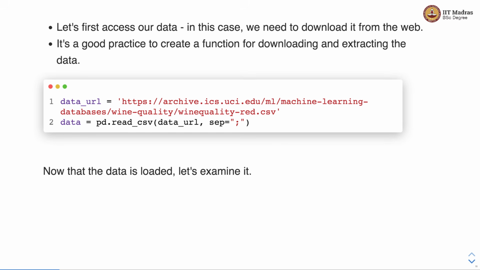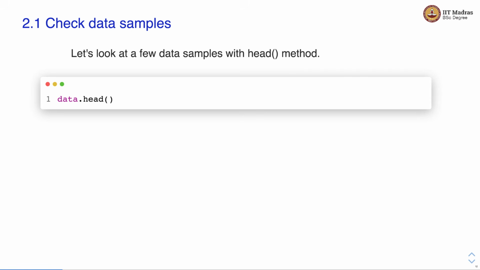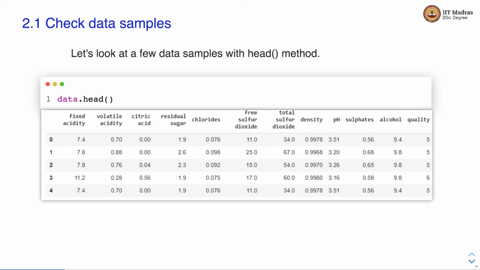Now that the data is loaded, we need to examine it. We look at a first few data samples with the head method. We simply call the head method on the data frame. The head method gives us the first few rows, or exactly 5 rows, from the data frame. Here on your screen you see the first 5 rows in this data frame. The first row here shows the names of the columns of the data frame.